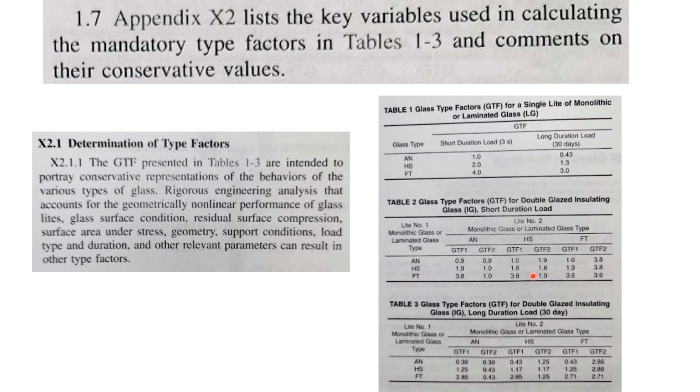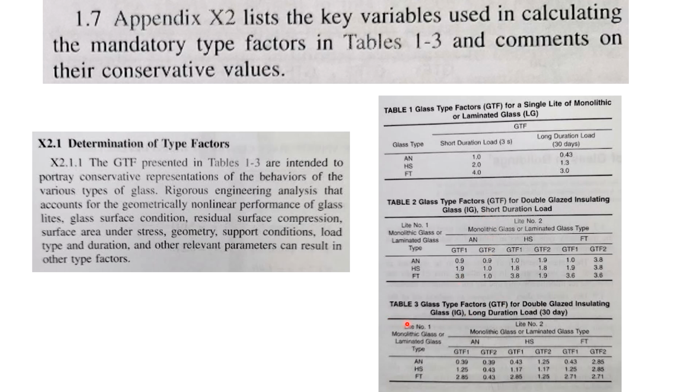And then if you're using heat strength with a fully tempered, then you're going to get a 1.9 for your heat strengthened and a 3.8 for your fully tempered, and so forth. And then you can read the rest. I won't go over the next one with you. But anyway, this is the glass type factor, double insulated. You got 2 panels, you got 2 lights in this one window. And it's short duration, so that's your 3 second, right?